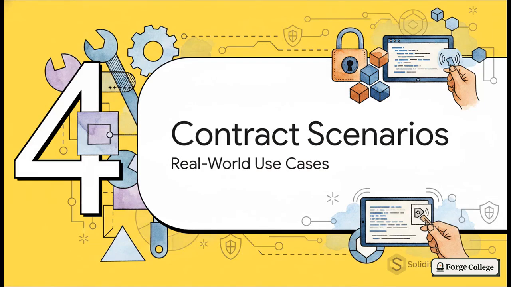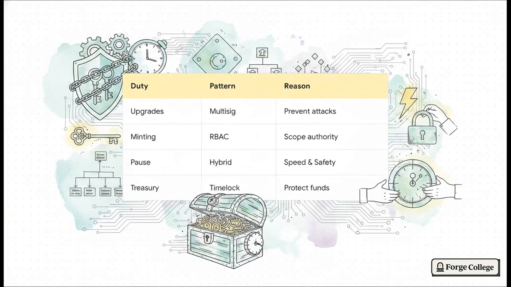Which brings us to Section 4, real-world contract scenarios, real-world use cases. All right, it's time to take these abstract tools and apply them to the concrete problems you're actually going to code. Consider this your architectural cheat sheet.